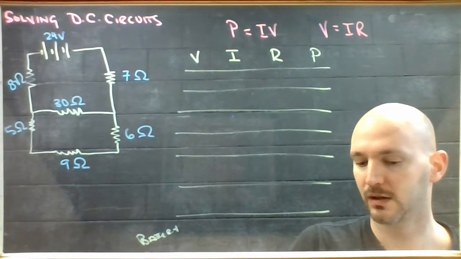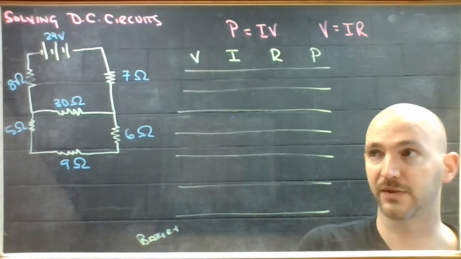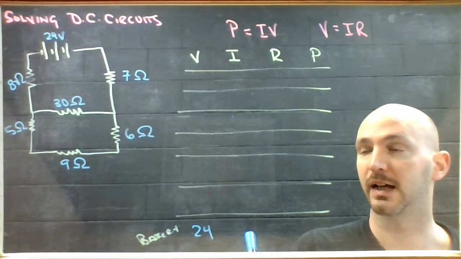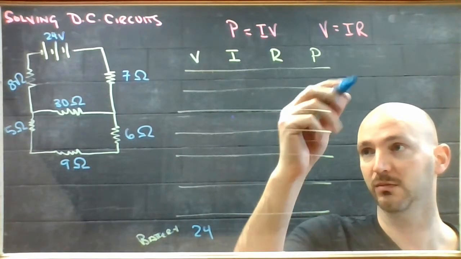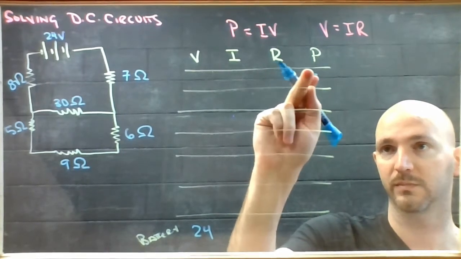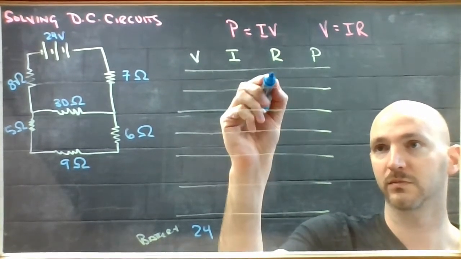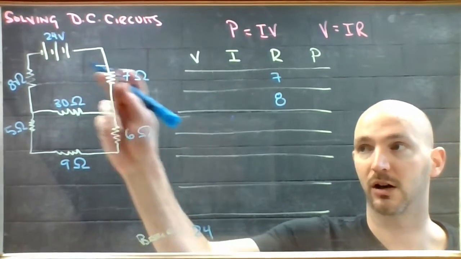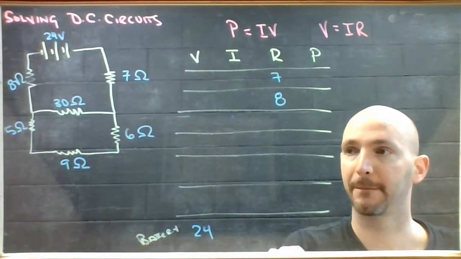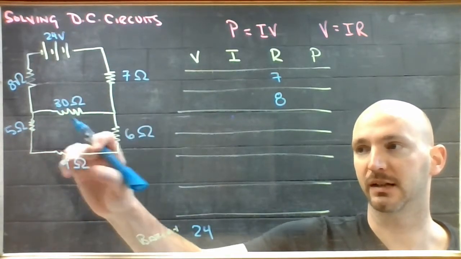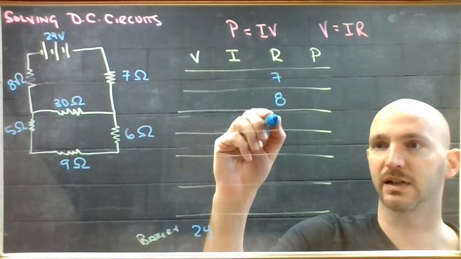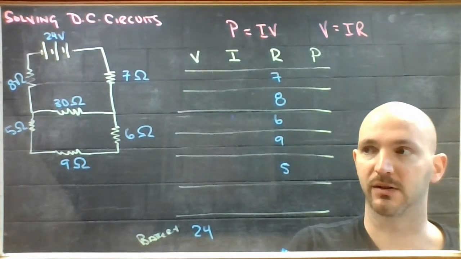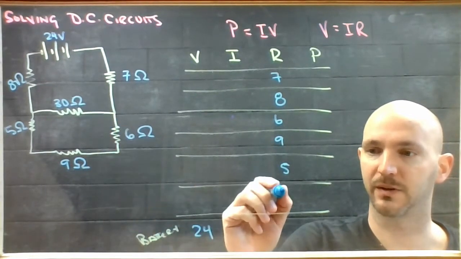Alright, so I can go through and gather the information that was given to me. The battery is 24 volts, and I have a 7 ohm and an 8 ohm that are in a series component. And then I have these 3 things, a 6, a 9, and a 5, that are all wired in series with each other, but they happen to be in parallel with a 30.